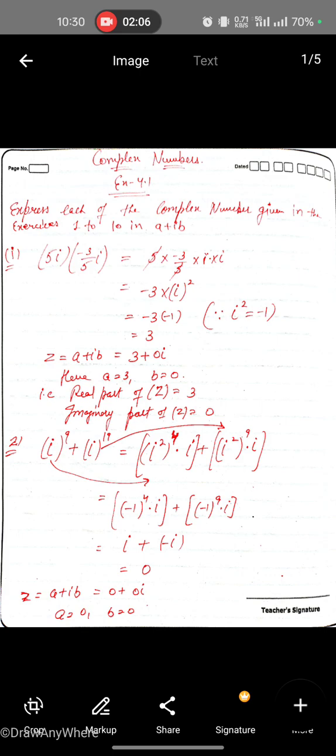Let's come into the next example. Okay class, so next question is iota raised to power 9 plus iota raised to power 19.